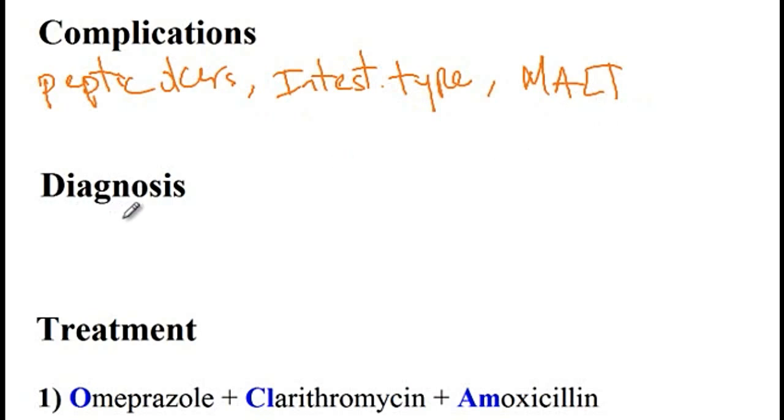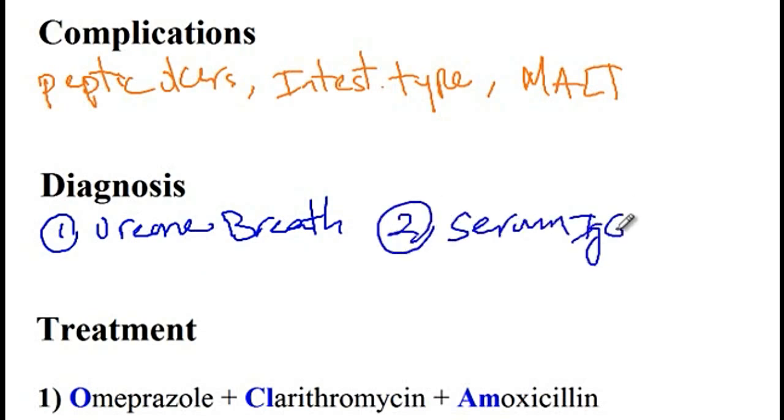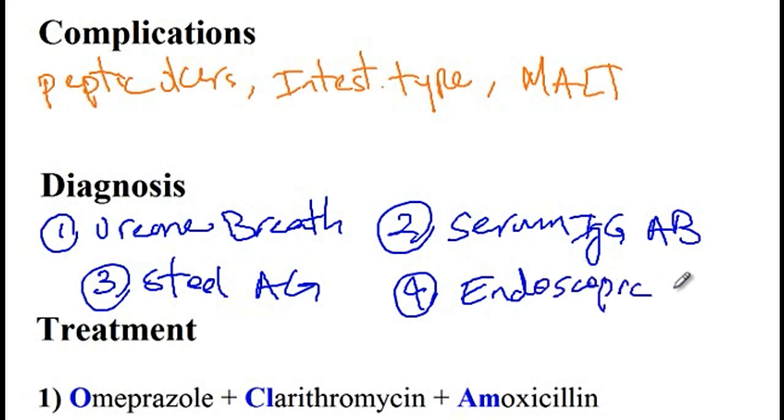And then for the diagnosis, you can order the urease breath test. So since the Helicobacter pylori is a urease positive organism, the breath test would be positive for urease. And then you can also order serum IgG antibodies against Helicobacter pylori. You can check for stool antigen. And then finally, you can diagnose by endoscopic biopsy.